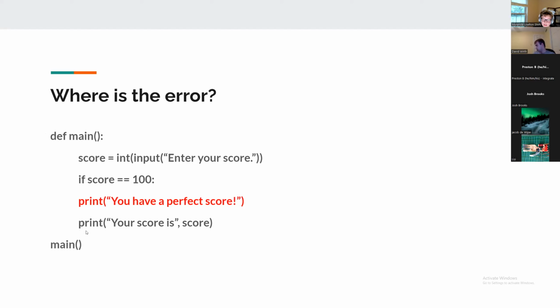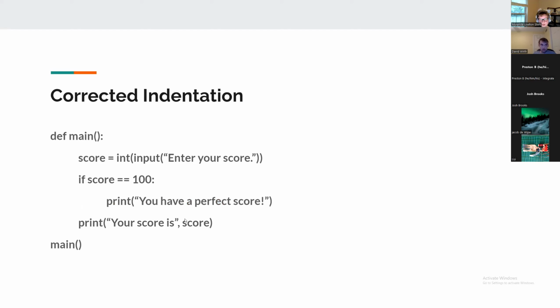This one is okay, because it depends on what you want it to do. When I wrote this, I wanted it to print you have a perfect score if the score is 100, and then no matter what, also print your score is this. So just this one print statement needs to be indented. If I indented this one as well, it would only tell you your score if your score was 100, which wouldn't be super useful, but I guess if you wanted it to do that, that's fine.